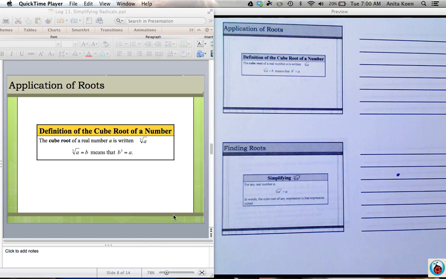Okay, welcome to part 2 of Roots and Radicals. In this video, we're going to look at the cube root of a number. The cube root of a real number, a, is written in this form.